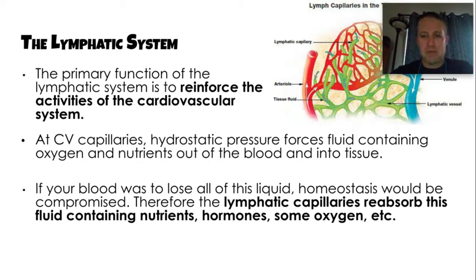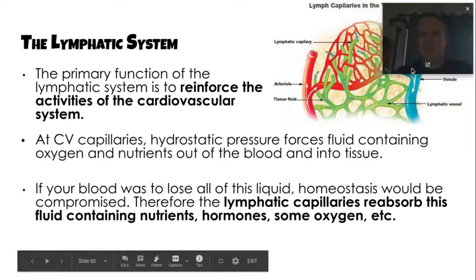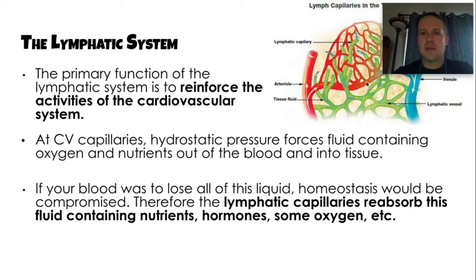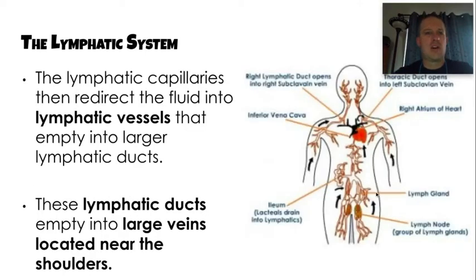So what your lymphatic system does is it reabsorbs. There are capillaries. You can see them in green up here. They're the lymphatic capillaries. These would be the cardiovascular capillaries. And as that fluid leaks out, it crosses the barrier into the lymphatic system and then returns that, as you can see in the next slide, back to your cardiovascular system.